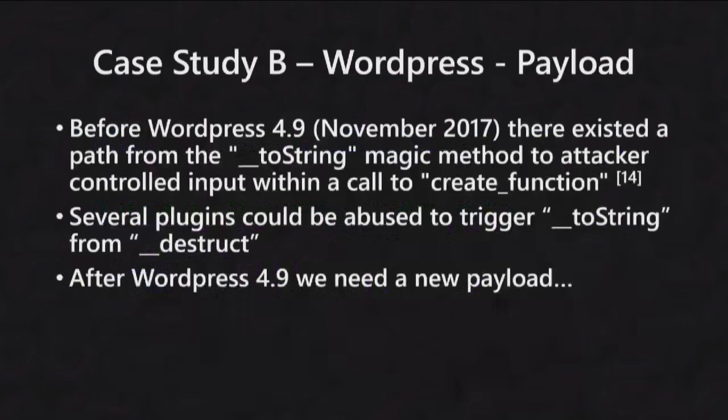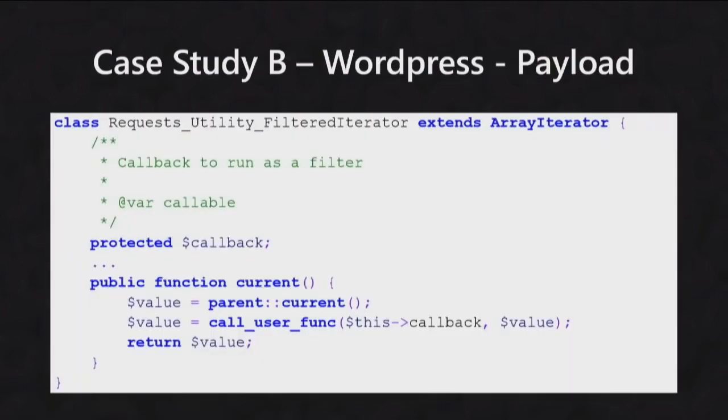Windows path. In terms of the payload that we use to exploit this, until WordPress 4.9, there was a publicly known payload to go from toString to code execution. And we'd simply add something to trigger a toString from a destruct. But that doesn't work anymore, so we have to go looking for a new payload. And WordPress is one of the few PHP applications that doesn't have an autoloader, so you're limited to the classes which are already loaded by the application.